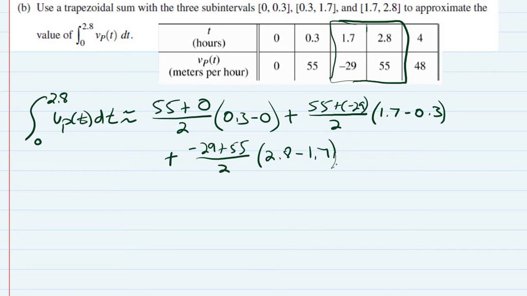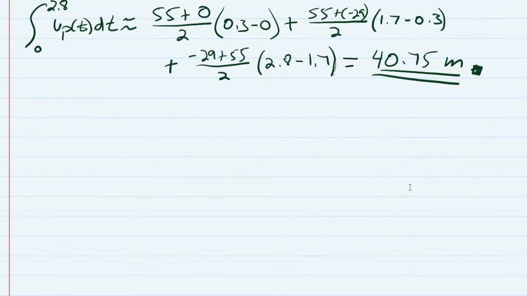If I run those out on my calculator, which I'm not going to do here on the video, you will get 40.75 meters. Okay, it doesn't ask us to give an explanation. It just tells us to find the sum, and we have done that. There is our final answer there. All right, let's move on to C.